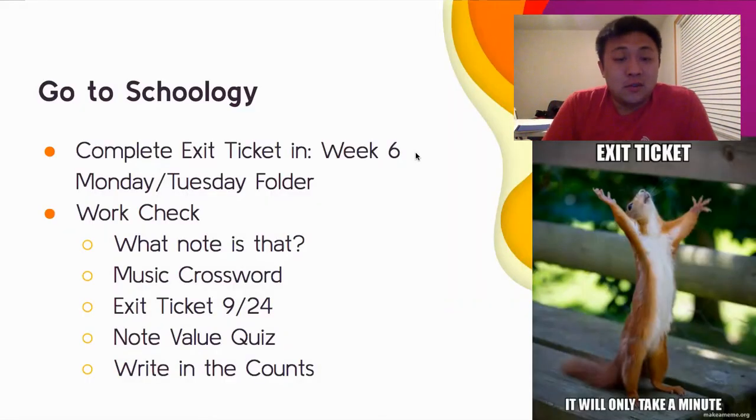So what do you have to do today? It's pretty simple. All you need to do is complete the exit ticket in the week 6, Monday, Tuesday folder, work check. Music crossword, exit ticket, 924, note value quiz, write in the counts. Again, conferences are happening October 20th, so we're about a week away from conferences. Let's get all that late work in before then.